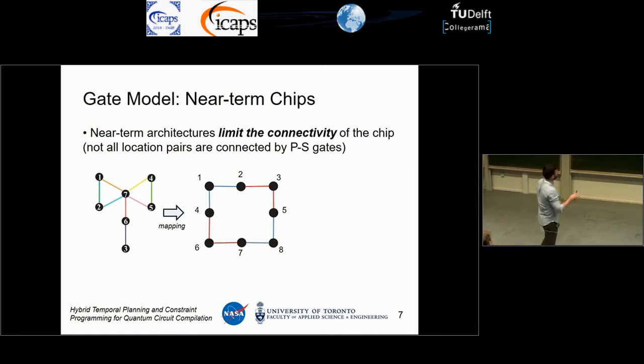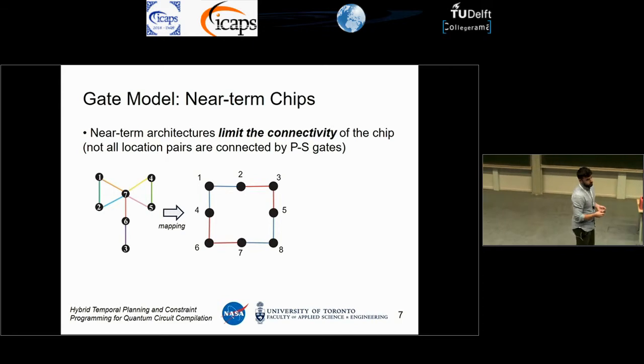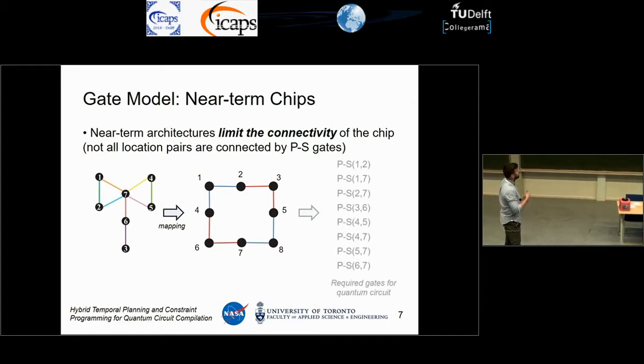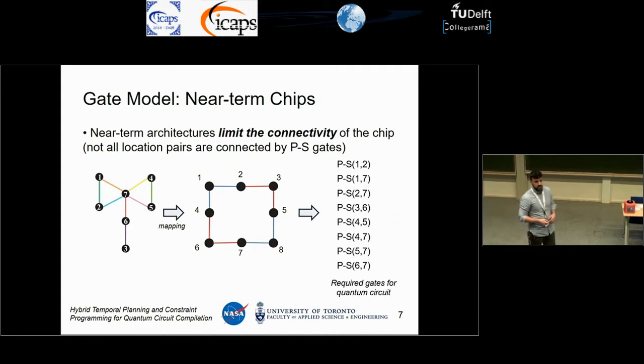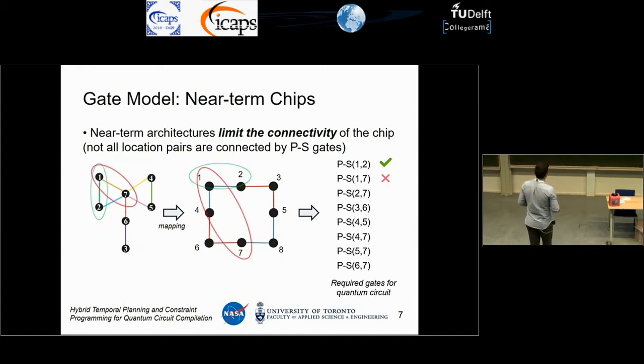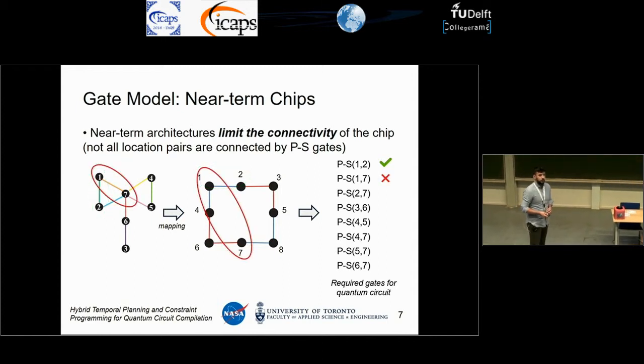So again, start with the instance. We do our mapping. One of the problems with near-term quantum computing is that our chip architectures lack complete connectivity. So you'll notice some of these nodes aren't actually connected. So if I wanted to implement all of the PS gates that the max cut instance is giving me, I can't. So I can do the first one, no problem. 1 and 2, it's on both of them. 1 and 7, however, aren't because they're not actually neighbors on the quantum chip. And then some sort of similar trend follows.